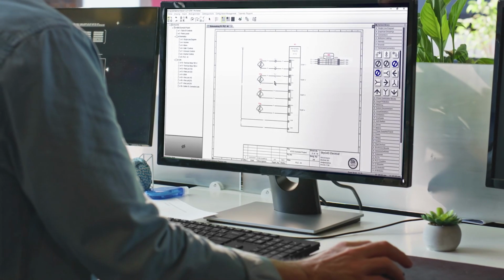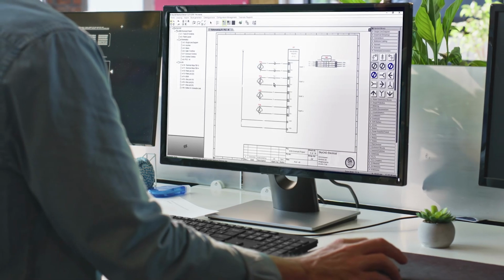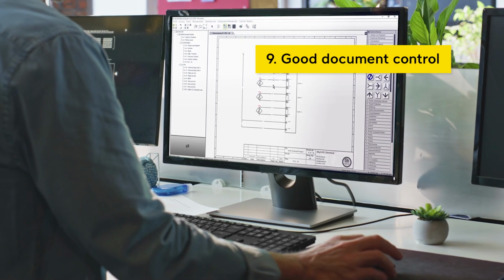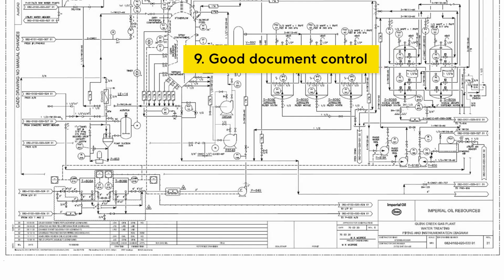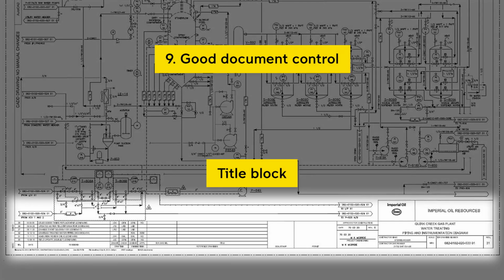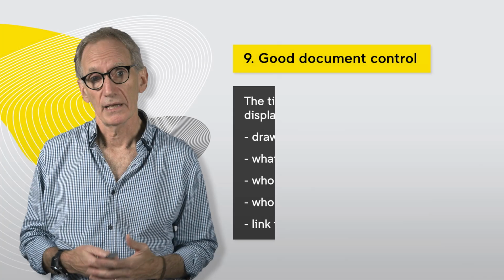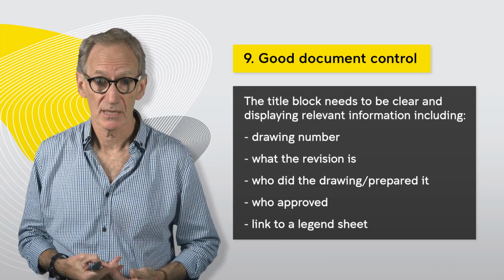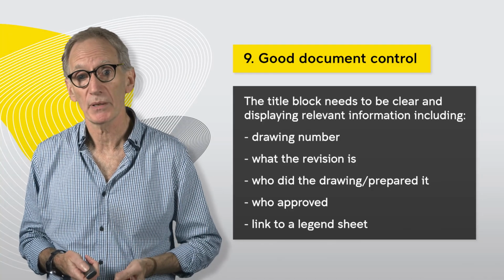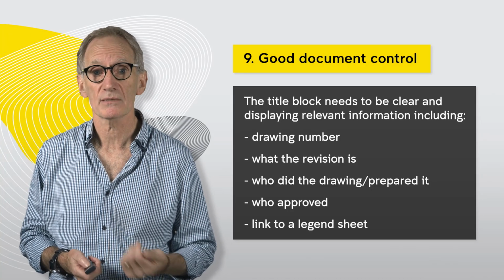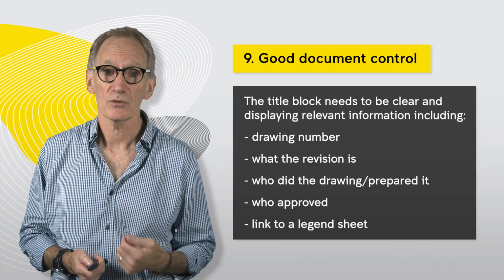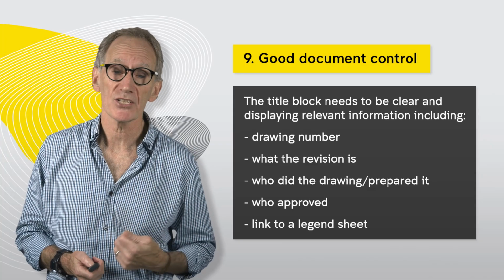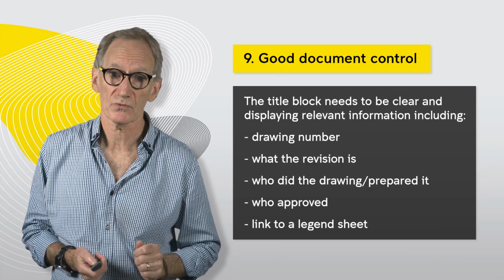So, what are some tips for producing a really good P&ID? First of all, it's important to have really good document control. Next thing to think about is the title block. The title block needs to be clear. It needs to display that information about drawing number and title and so forth. It needs to be clear what the drawing number is, what the revision is, who did the drawing and who prepared it, who approved it, so that there's some traceability. There should be a link to a legend sheet that tells people what the symbols mean.